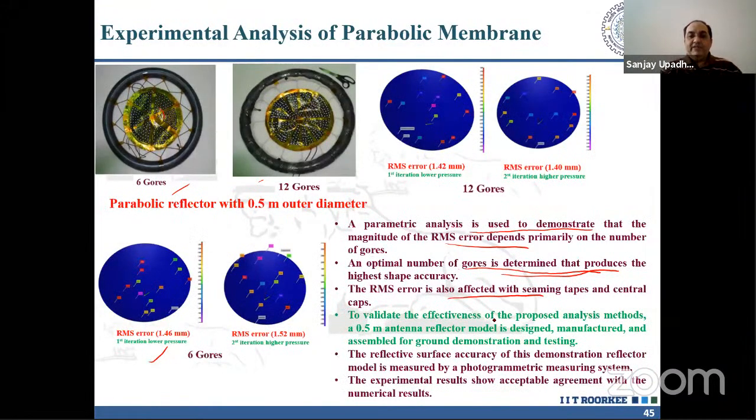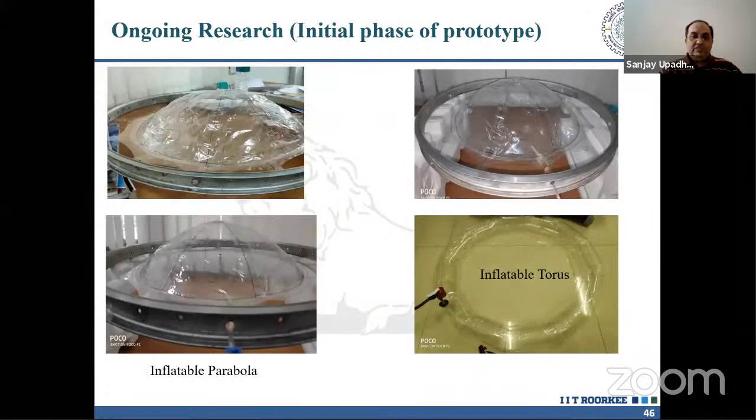To validate the effectiveness of the proposed analysis method, a 0.5 meter antenna reflector model is designed, manufactured and assembled for a ground demonstration and testing. So at ground level, we have studied all these things. You see now, this initial phase of the prototype model is studied. This is the parabolic membrane. Same, the video is not working here.